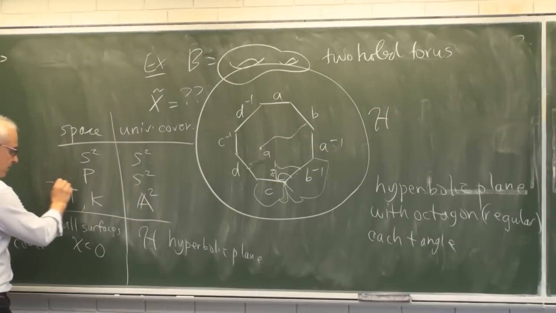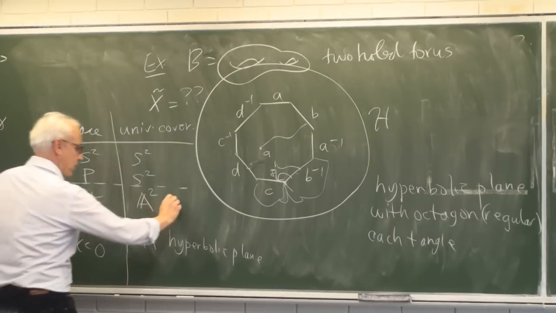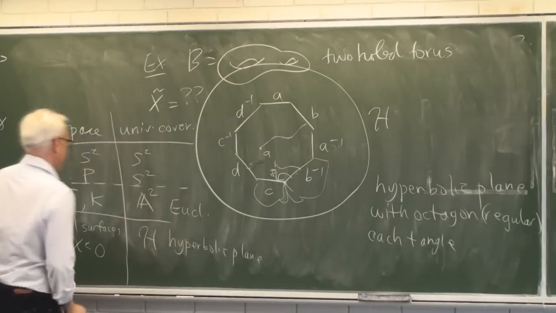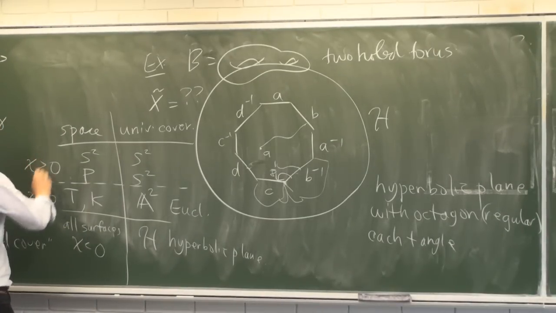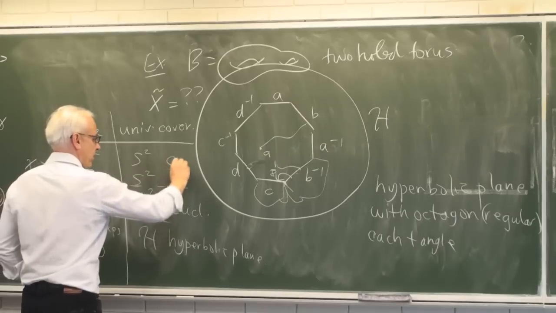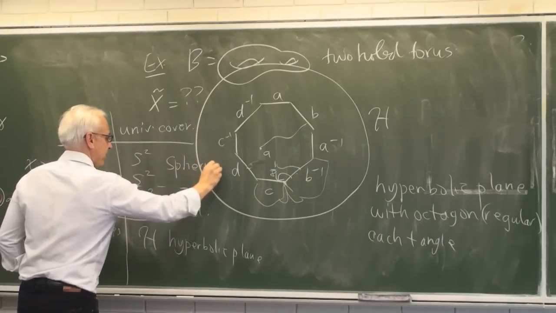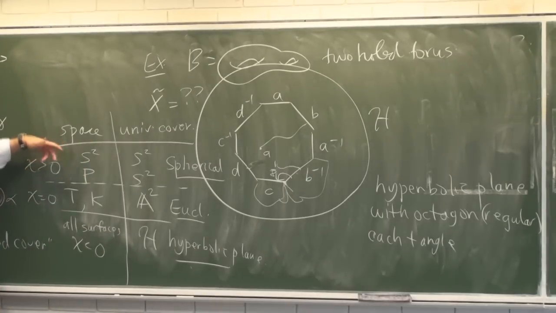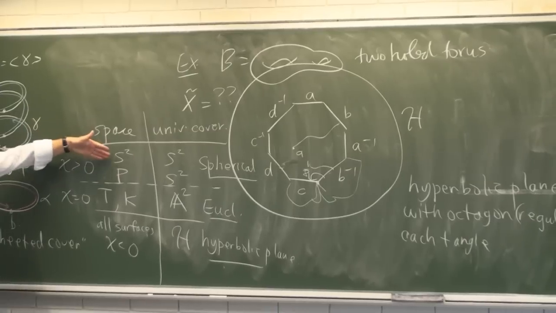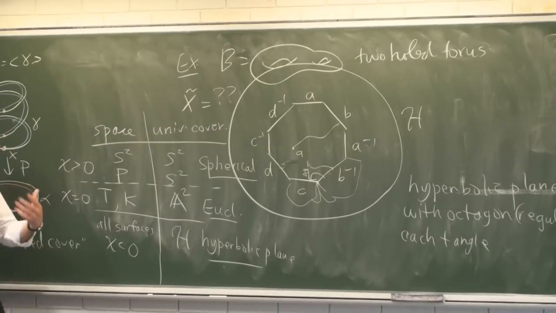So we get this kind of division. This is sort of the Euclidean, this is chi equals 0, and chi positive is spherical. So the positive Euler characteristics, the sphere and the projective plane, have universal cover the sphere.